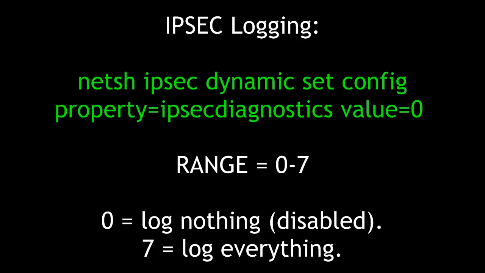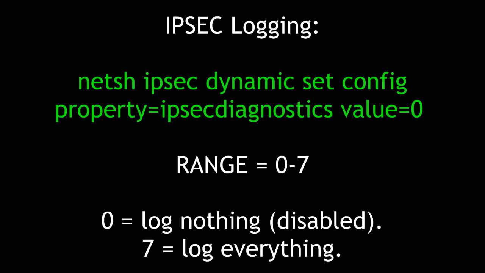Here's another example. Let's say I wanted to log my IPSec activity. I could use the command netshow IPSec dynamic set config property equals IPSec diagnostics value equals 7 to log everything, value equals 0 to completely disable logging, or in between 1 and 6 would give me different levels of logging activity.